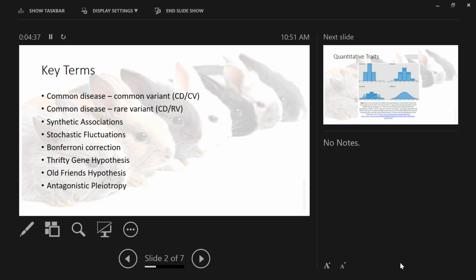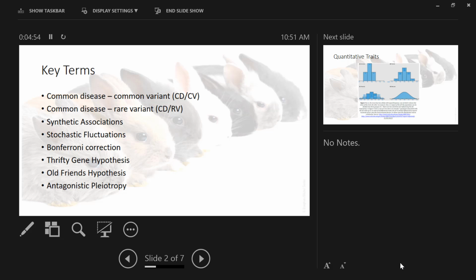Okay, and so Bonferroni correction, basically you just take your alpha level, which we usually set at 0.05, and you divide it by your total number of samples. So if you have 100,000 genes, you divide 0.05 by 100,000, and that's your new alpha level. That's the new place in which you say, okay, they're different.